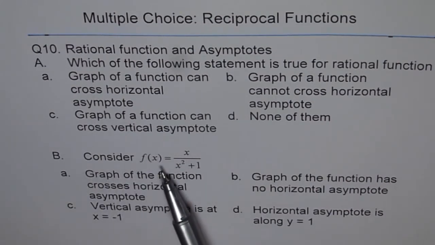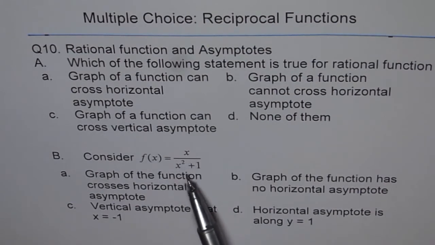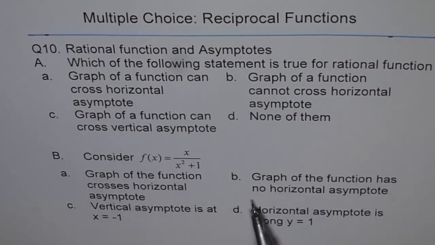Question B. Consider f of x equals x over x squared plus 1. Now, with respect to this function, let's answer the questions. A. Graph of the function crosses horizontal asymptote. Oh, that's similar to this. B. Graph of the function has no horizontal asymptote. C. Vertical asymptote is at x equals minus 1. D. Horizontal asymptote is along y equals 1. Okay, so you can answer these questions, and here are my suggestions.